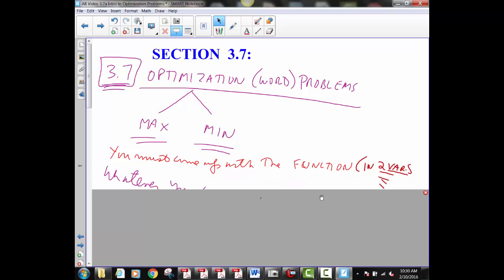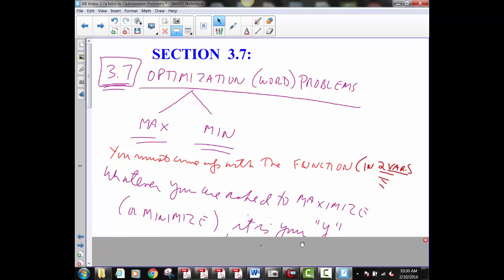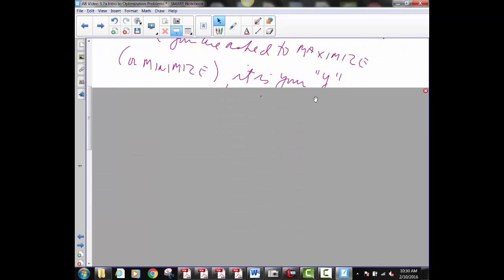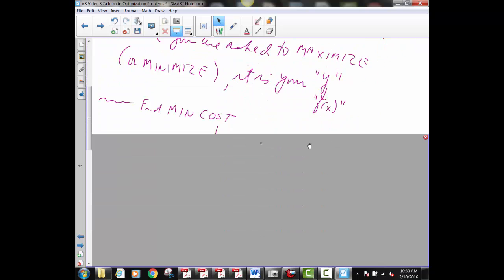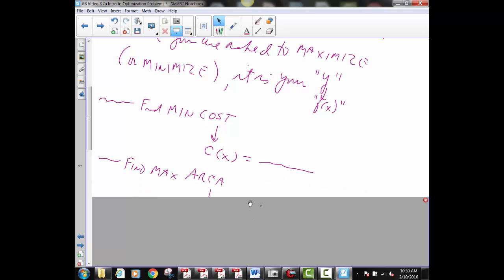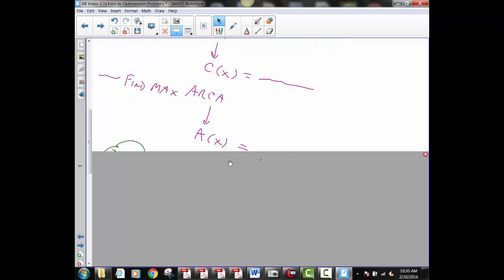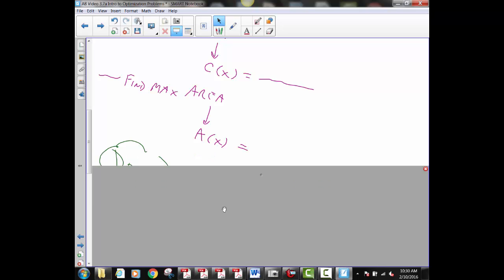However, it's going to be easier if you use letters that represent what you're looking for. Whatever you're asked to maximize or minimize is going to be your y, and I'm putting that in quotes. So, for example, if they ask for the minimum cost, you want a function C of x equals, and it could be a different variable here. If you want a maximum area, it would be A of x. If the only other dimension you have is radius, it would be the area as a function of the radius.